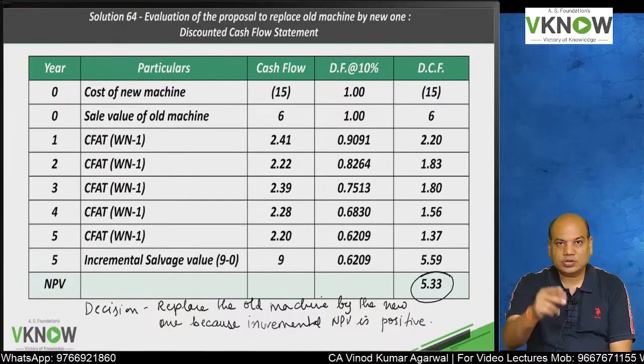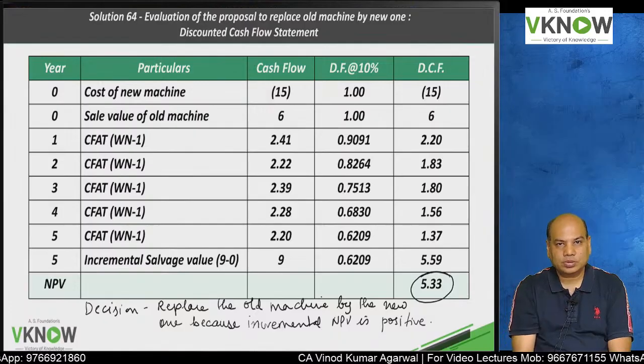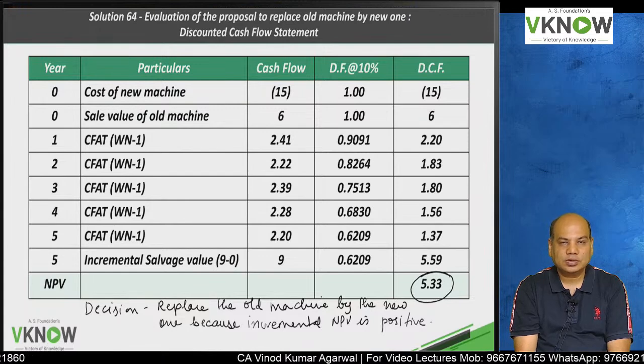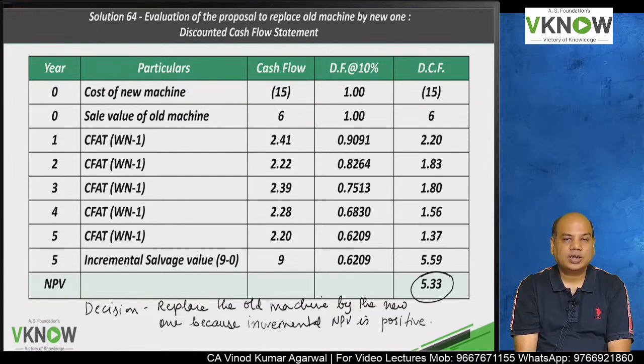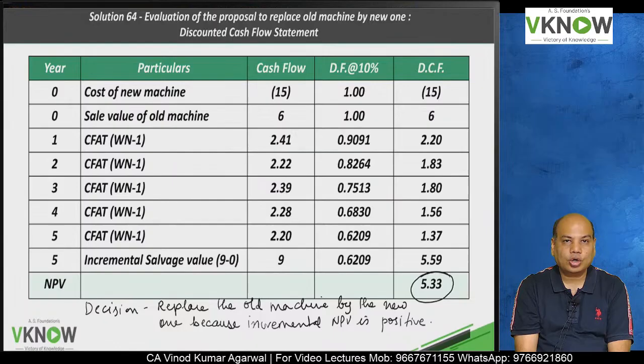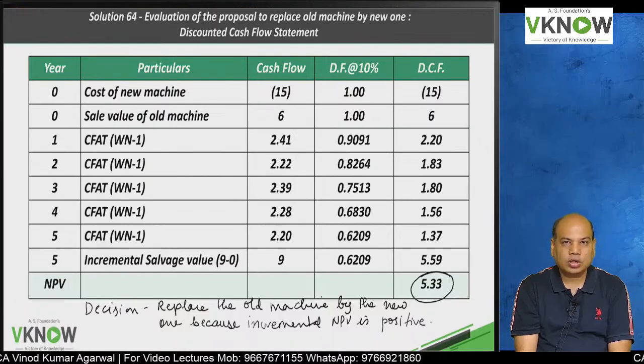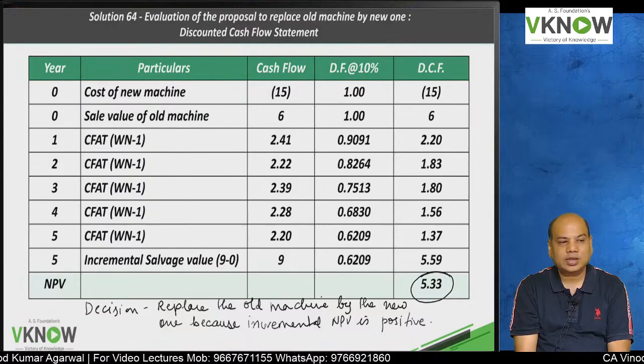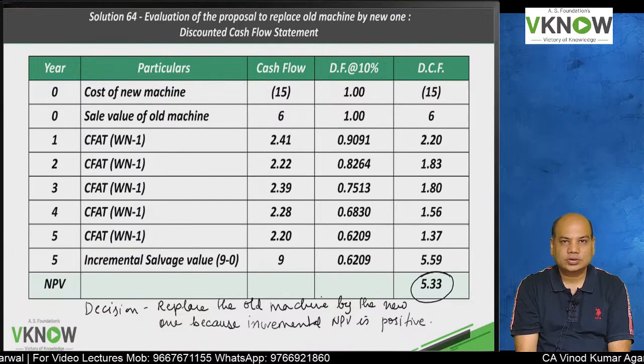Okay. Next note, write down note number 2. It is assumed that no capital gain tax will arise on sale of either the old machine or the new machine.